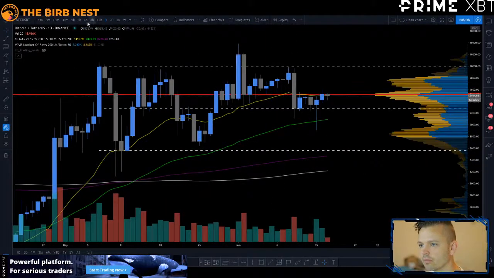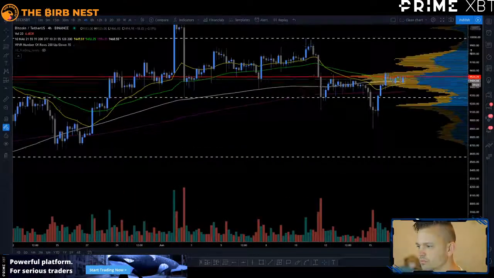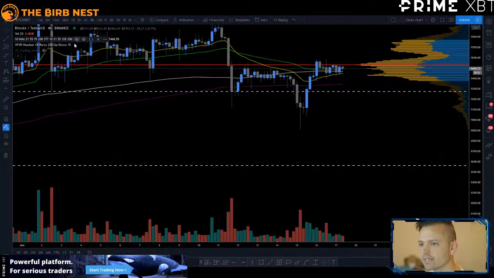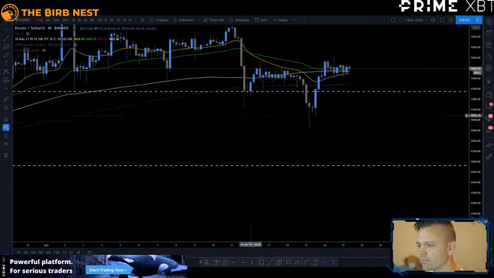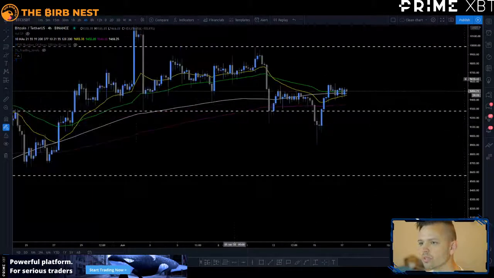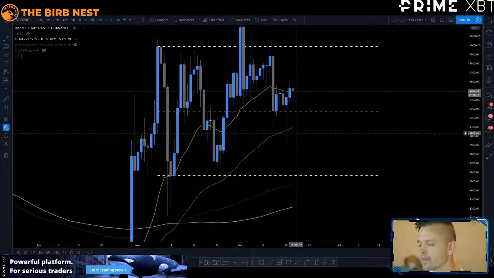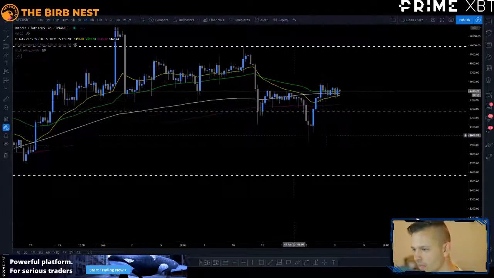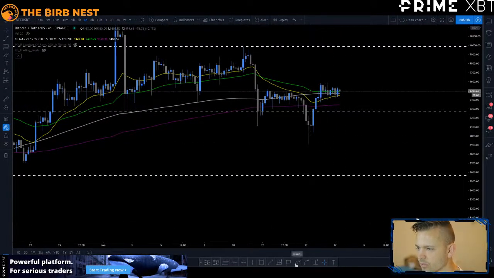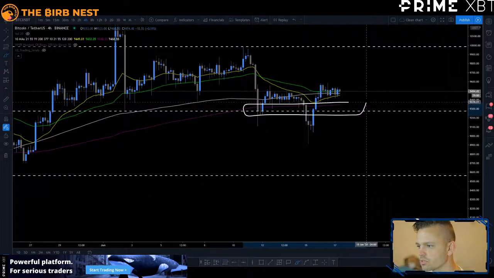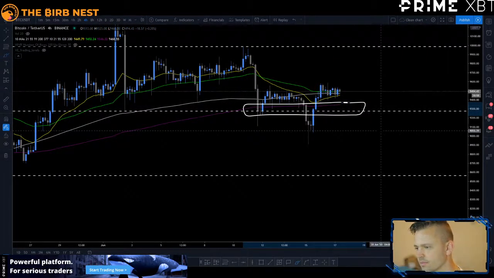So again, I'm still looking for that range low action. I really am. And if we fail to reclaim the 21 EMA in a daily and start seeing the bearish structure, I mean, this area becomes a good shorting opportunity again, honestly.